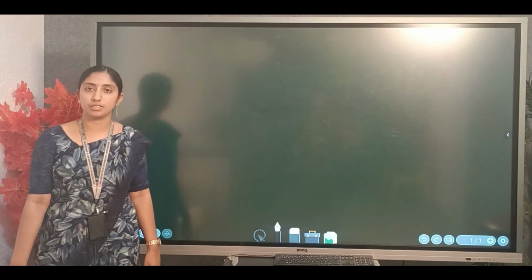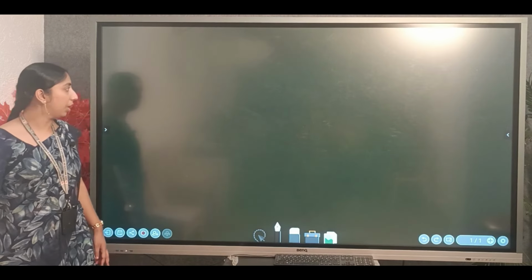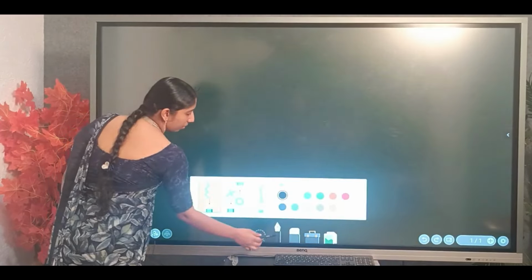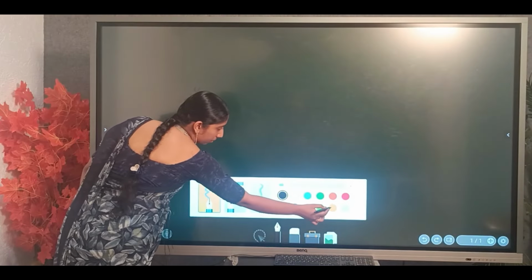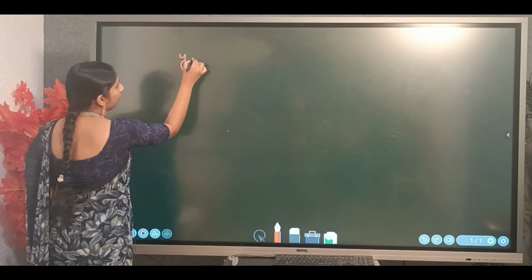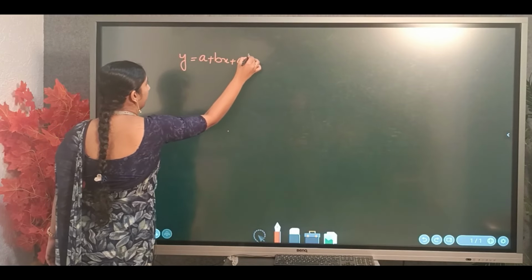Today we are going to discuss how to derive normal equations for a parabola. Before going to that, you have to know the form of a parabola. That is y is equal to a plus bx plus cx square.